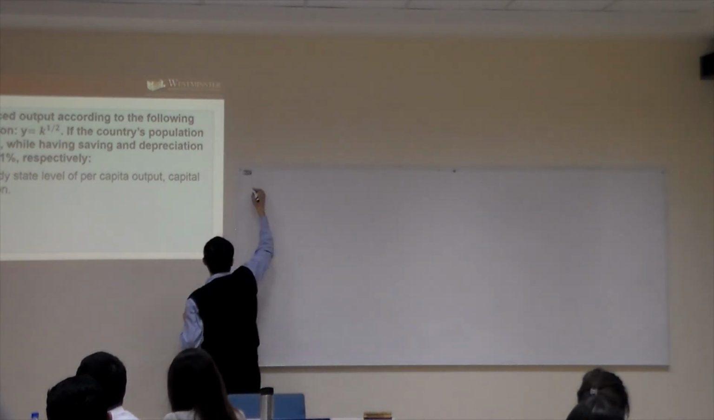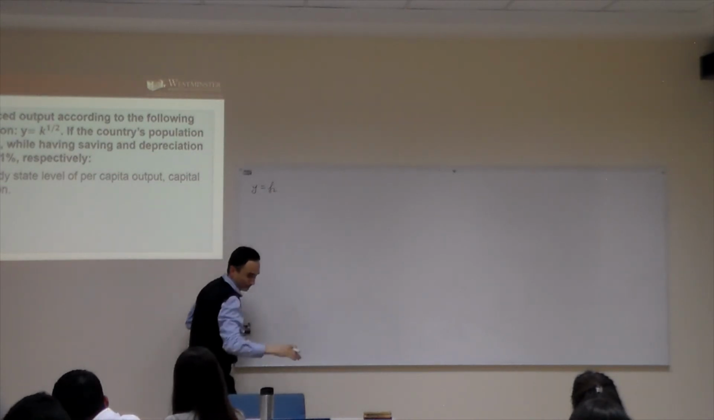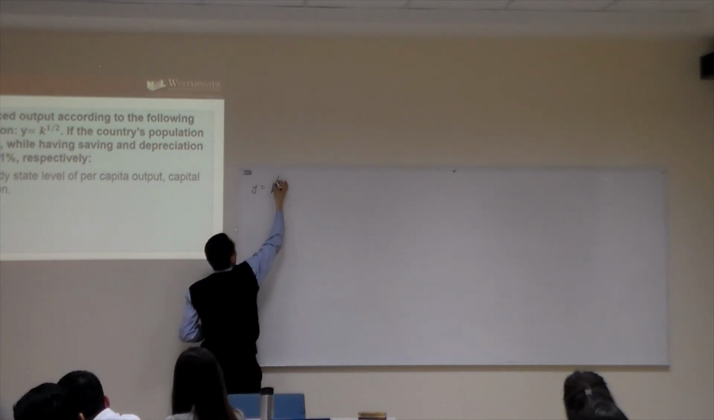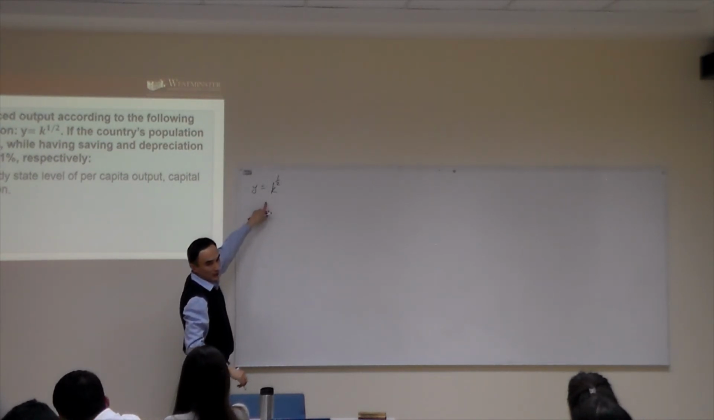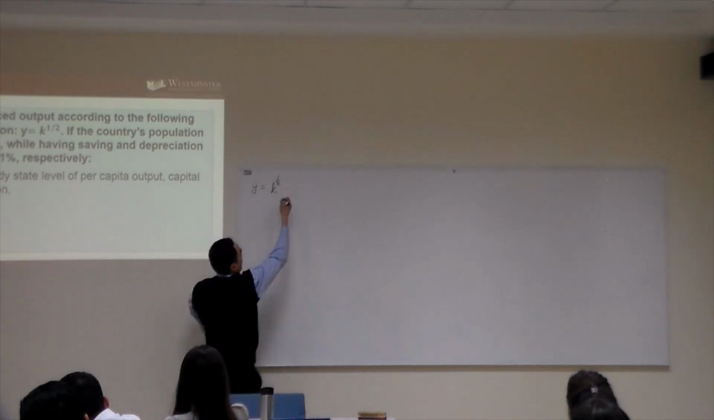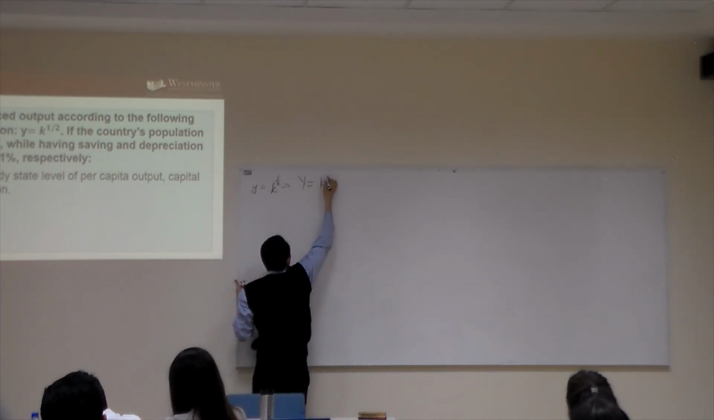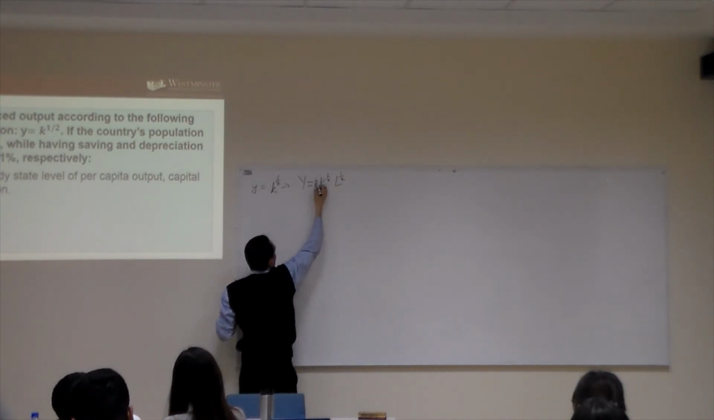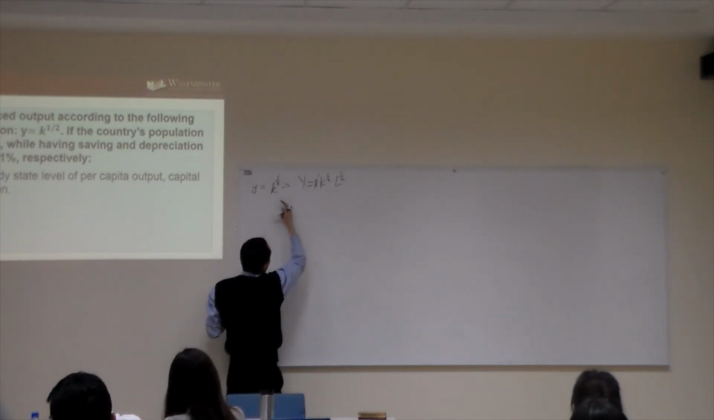The production function is given for us: output per worker is equal to capital per worker in the power of 1 over 2. So what is the technology in here now? Technology is equal to 1. If you want to write it in aggregate form, output is equal to capital in the power of 1 over 2 times labor in the power of 1 over 2, where technology B is equal to 1. If you divide both sides by labor, you will get this one.